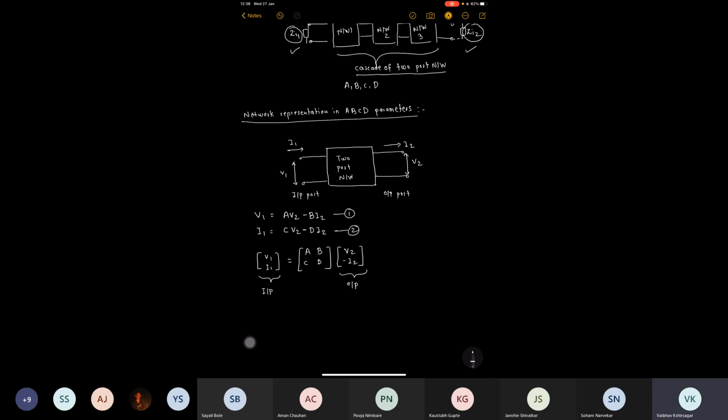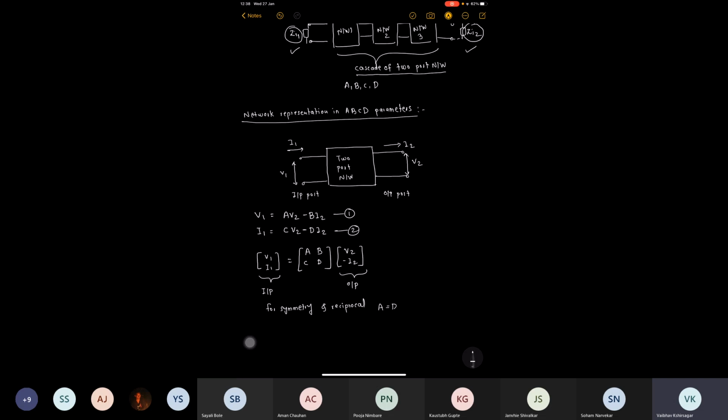Now, for a symmetric and reciprocal network, or we could say if this two-port network follows the rule of symmetry and reciprocity, then we can write A is equal to D.